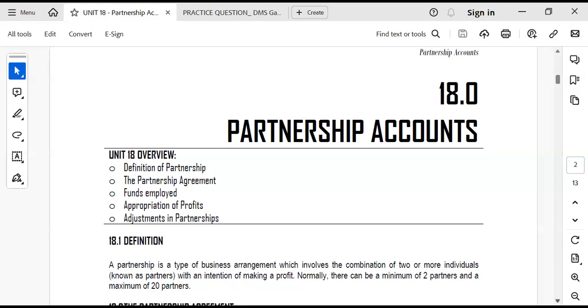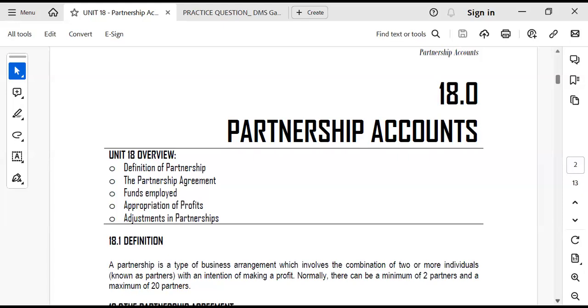And so you register it, of course, differently, and that means that you will account for it differently. So even you as an accountant, by the way, it's very important that when you're doing books for a particular company, you understand whether it's a private company or a public company or a partnership or a sole tradership. You need to know its legal status, because the legal status usually defines how a company will report. So we're saying that a partnership is a type of business arrangement which involves the combination of 2 or more individuals, usually known as partners, with an intention of making profit.